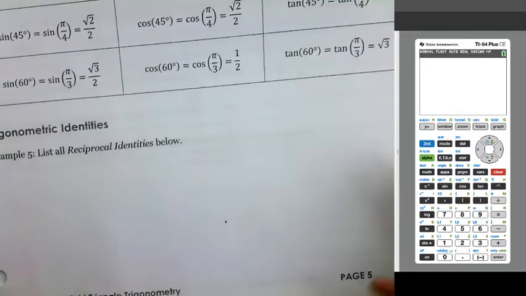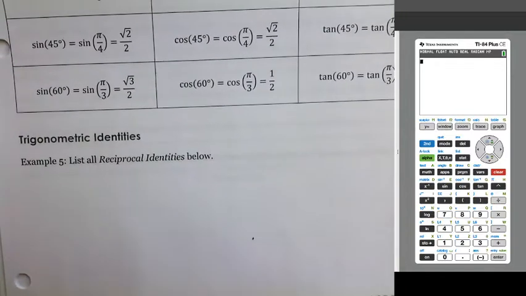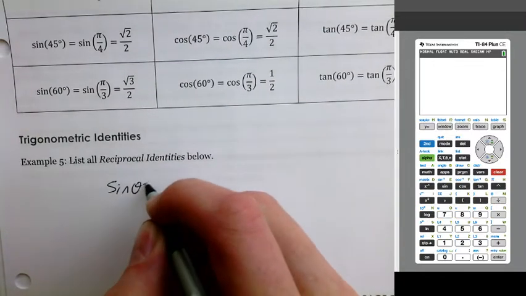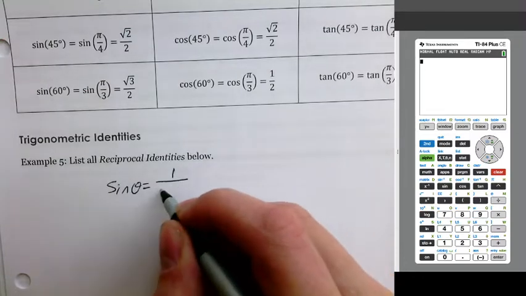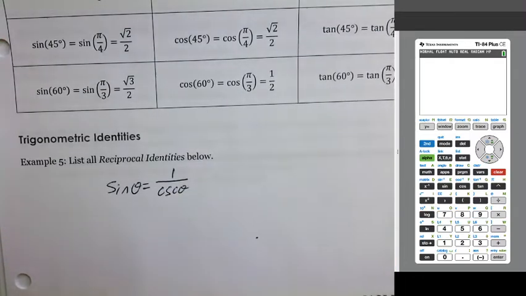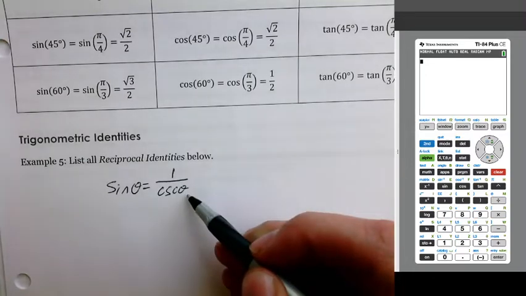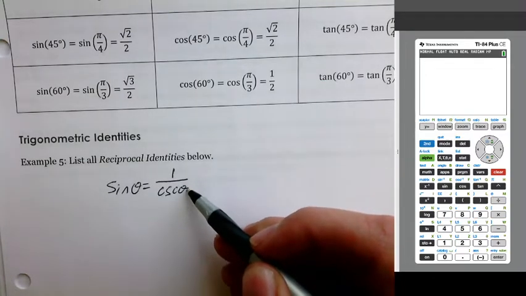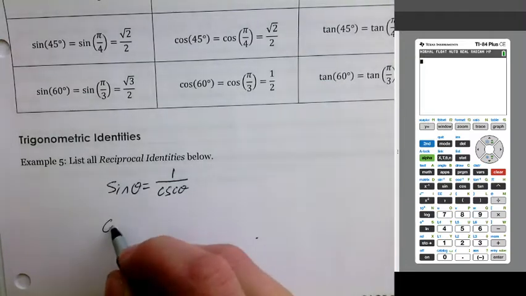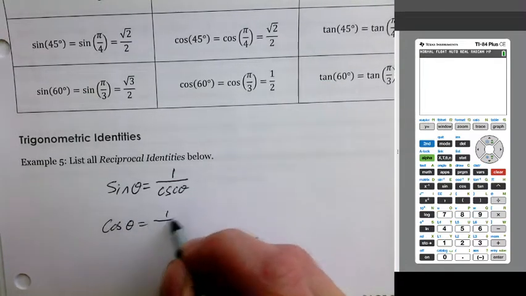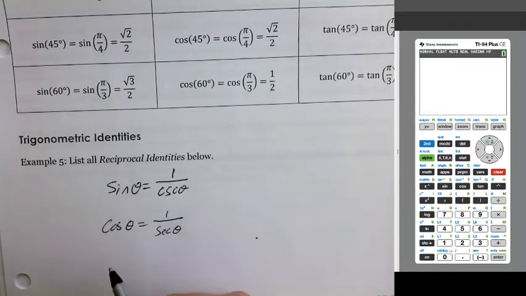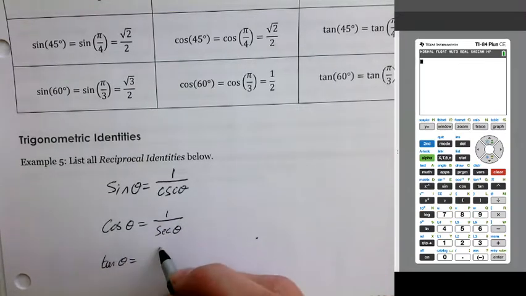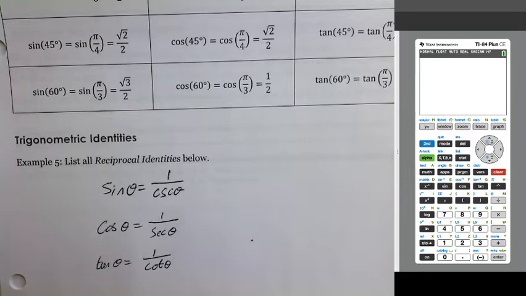Okay, some identities. So reciprocal identities go as follows. If we have sine of theta, that's actually equal to 1 divided by cosecant of theta, because they're reciprocals, right? If cosecant's the reciprocal of sine, think about it this way. It's like dividing by 1 over sine, which is multiplying by sine. Similarly, cosine of theta is 1 over secant of theta. And tangent of theta is 1 over cotangent of theta. Because, again, guys, this comes back to sine being the reciprocal of cosecant, cosine being the reciprocal of secant, tangent being the reciprocal of cotangent.